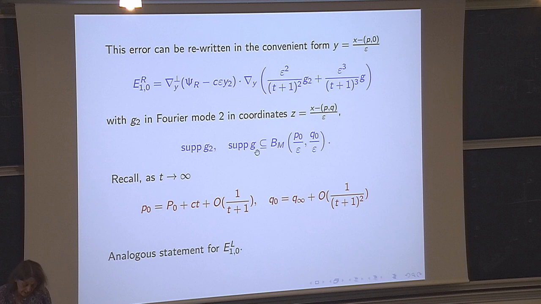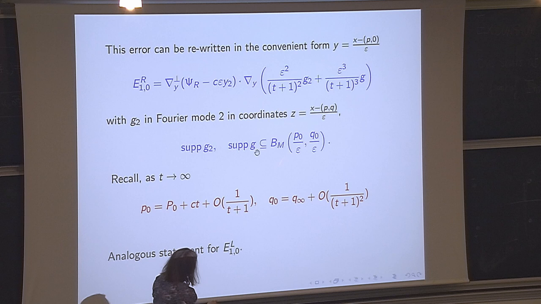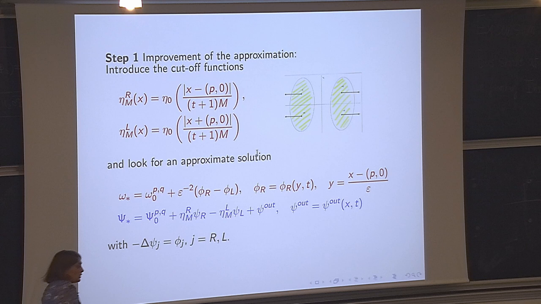Okay, so we know more or less what is the shape of G2 and of G. They have this support, and they have the support traveling with the P naught Q naught, right? So we improve this. This is just the initial sum of two vortex pairs. And we want to improve.